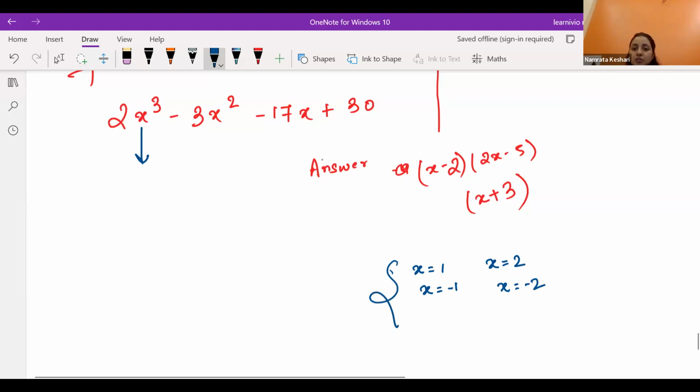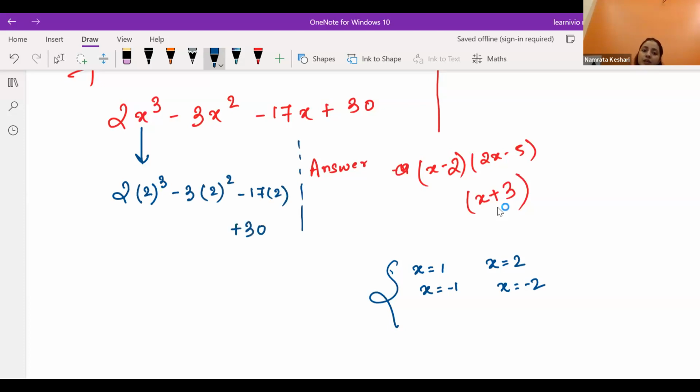Here when we will substitute, one by one we have to check with 1. But later on you will figure it out when you are substituting 2, that is 2 into 2 cube minus 3 into 2 square minus 17 into 2 plus 30. If we are substituting x value as 2, the result is 16 minus 12 minus 34 plus 30. What will be the final result? Please let me know quickly.